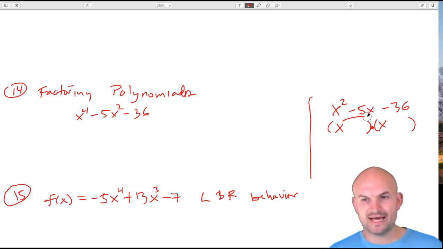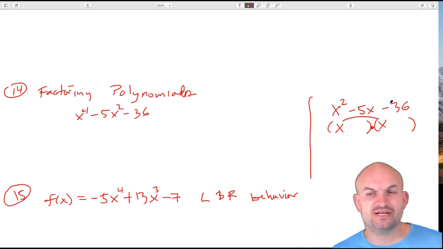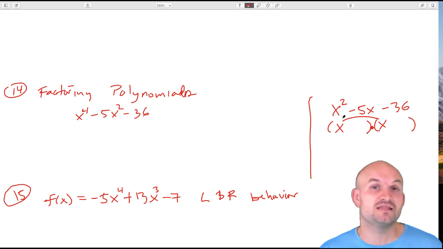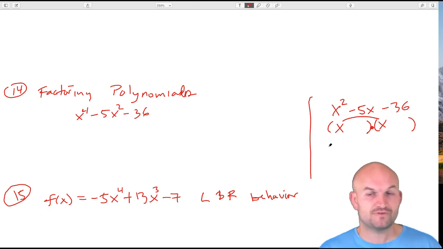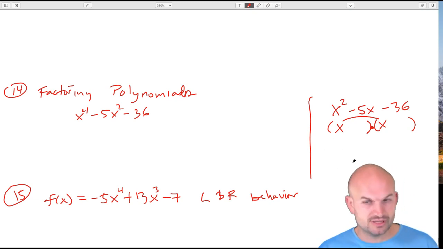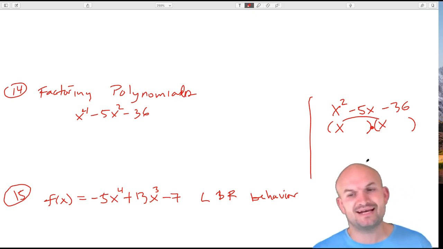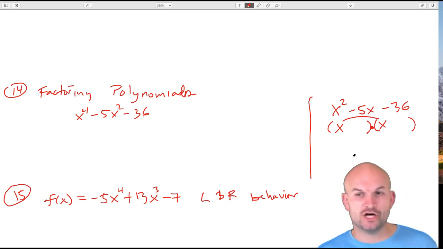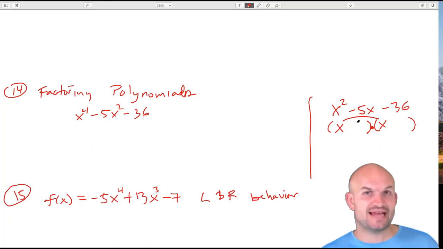When we do FOIL, x times x gives us x squared. And now we basically want to look at, well, what two numbers are going to give us negative 36? Now, there's actually a lot of numbers that multiply to give us negative 36. So you could list them out. Hopefully, we'll want to get really good at this and understand that we're looking for ones that are going to give us a difference of negative 5.